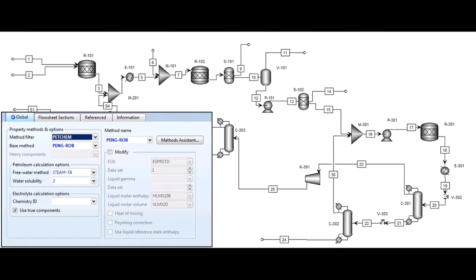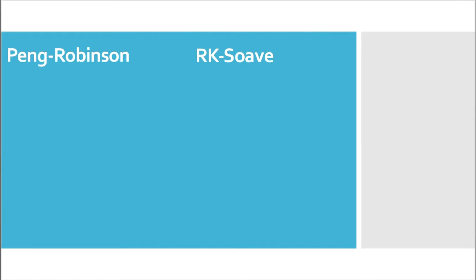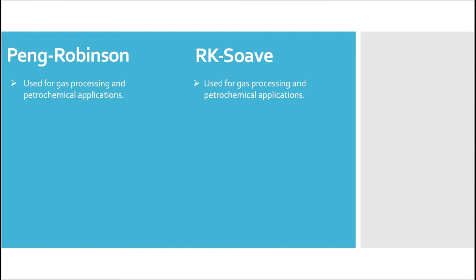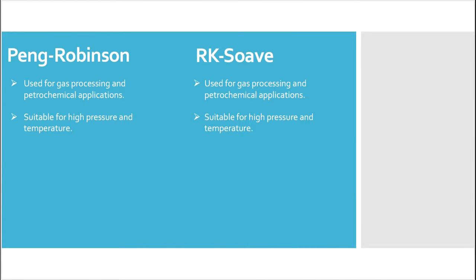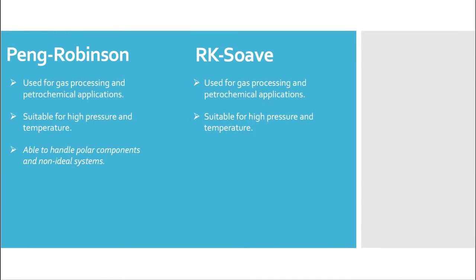process. In comparison of the different property methods, the two most applicable that we have found are the Peng-Robinson or RK-Soave methods. They're both similar in the fact that they're both used for gas processing and petrochemical applications. They're both also very suitable for high temperature and high pressure systems and can be used at a large range of pressures and temperatures. The major difference that we have found is that the Peng-Robinson method is more advanced, able to handle polar components and non-ideal systems that the RK-Soave method cannot handle, hence making it the more viable option and the option that we have chosen.